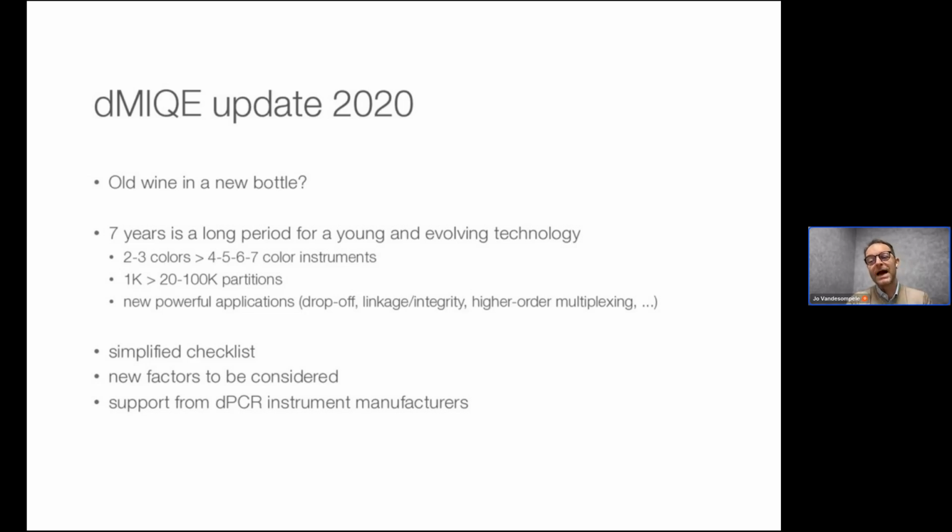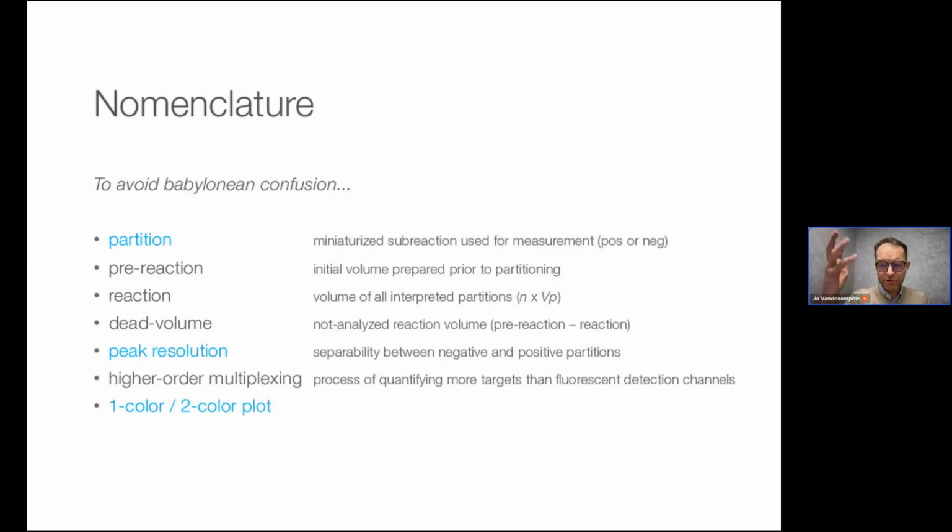New factors that we now learned are important, and we ignored elements that maybe were not that important in 2013. And also the support for the new instrument manufacturers is integrated in the dMIQE guidelines update 2020. Importantly, we came with unified nomenclature. I just show you a few examples here. All the details are in the paper.